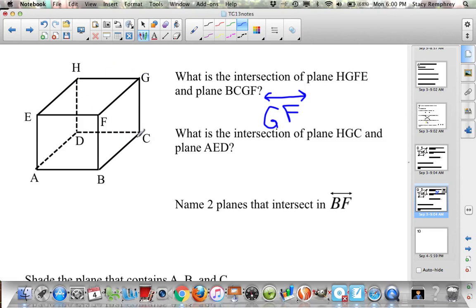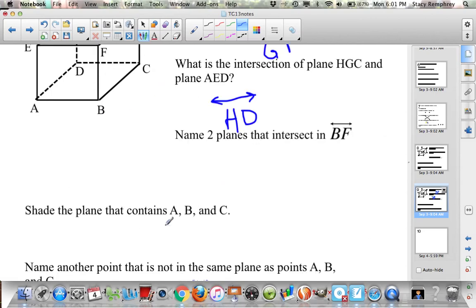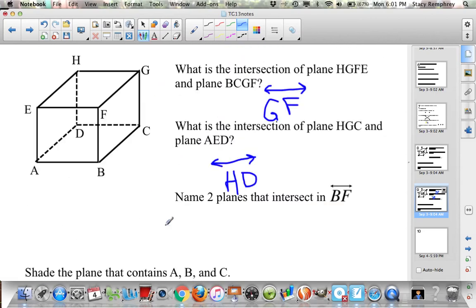So here's that plane. And AED. Okay. So their intersection would be line HD. And the 2 planes that intersect in line BF, you could say GFB and EFB. There's a couple different ways, but I'm hoping you can see it's the front of the box and the side. Shade the plane that contains A, B, and C.